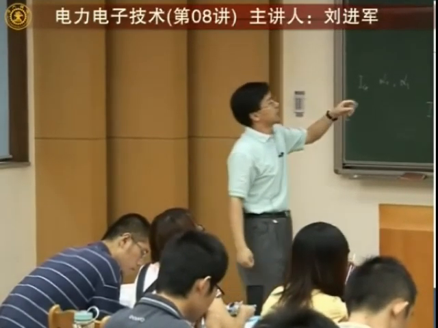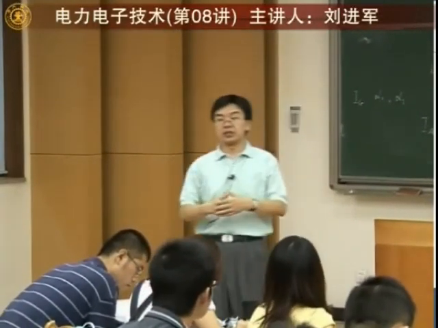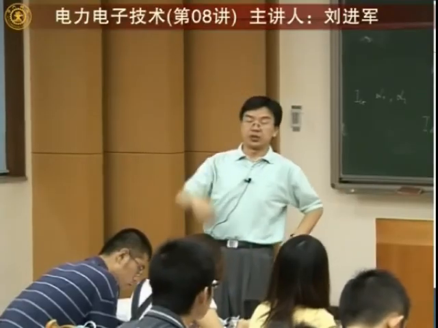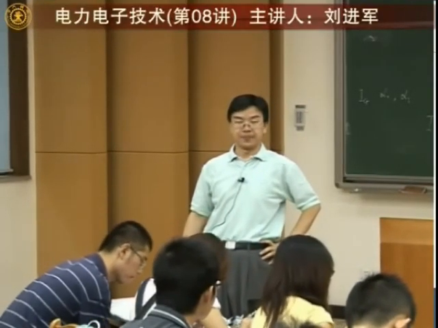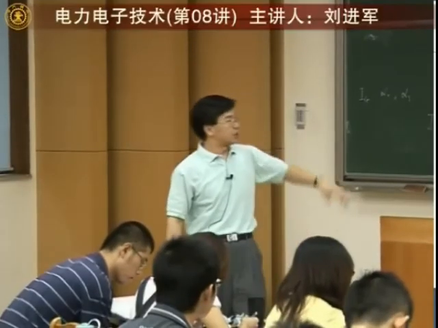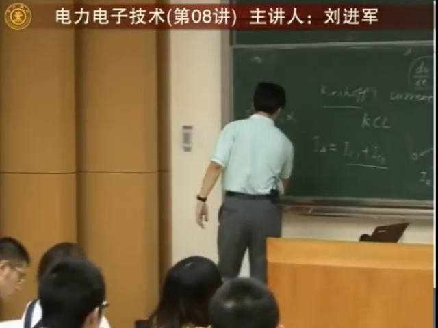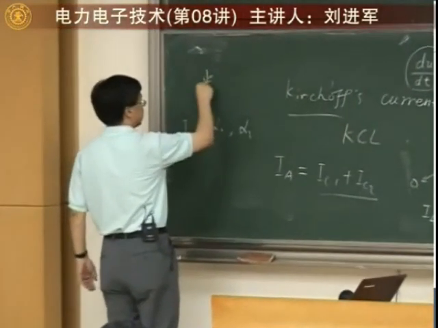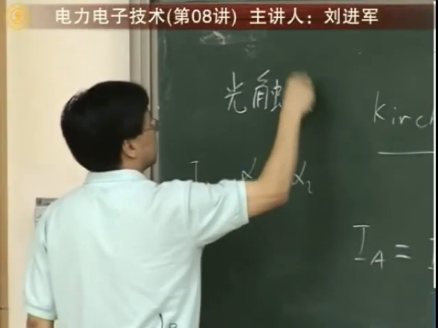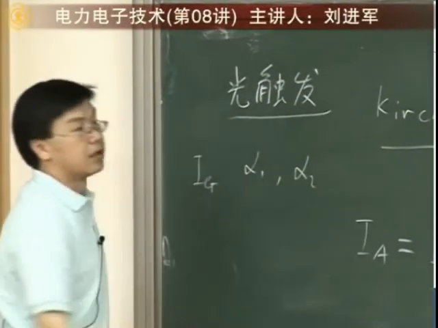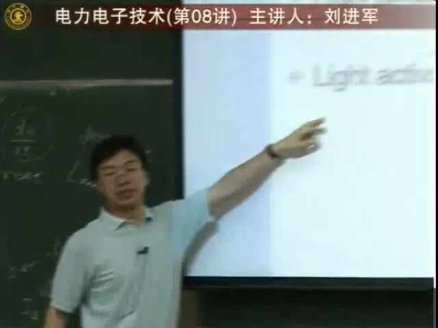Okay. Third one, high junction temperature. When the junction temperature in the semiconductor is too high, then this will also be turned on. That's not good either. Okay. The last one, light activation. Oh, this is the only exception. Light activation. This thing is good, actually.